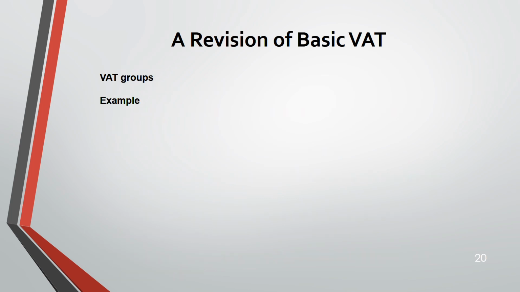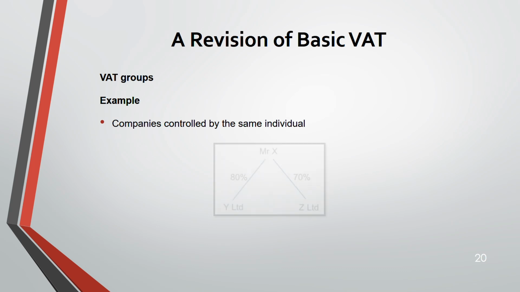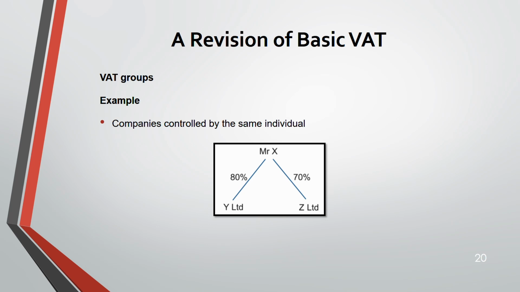Next, example of VAT groups. Companies controlled by the same individual, like this. So Mr. X is having Y and Z. Both Y and Z are controlled by Mr. X because he has greater than 50%, 80 and 70. This is an example. So they can join a VAT group: Mr. X, Y and Z. Y and Z are associates also. So X, Y, Z form a VAT group.